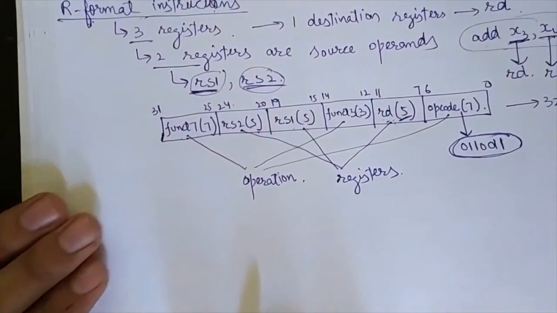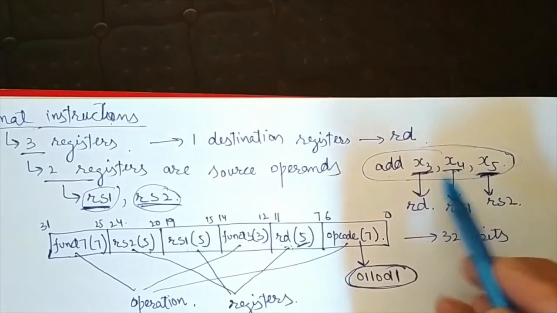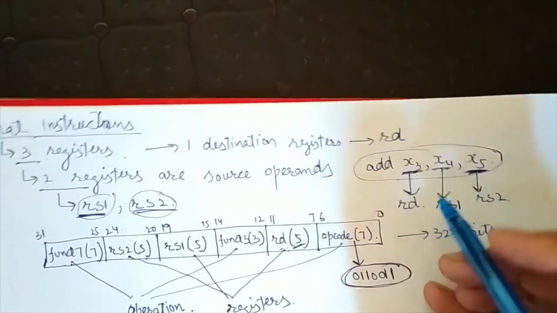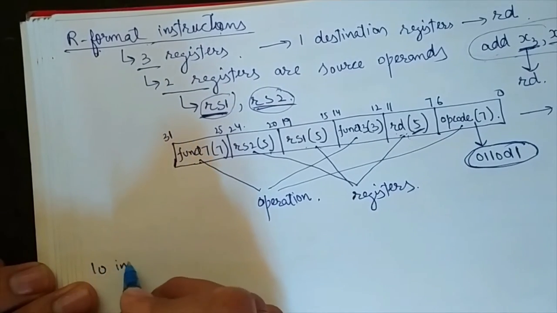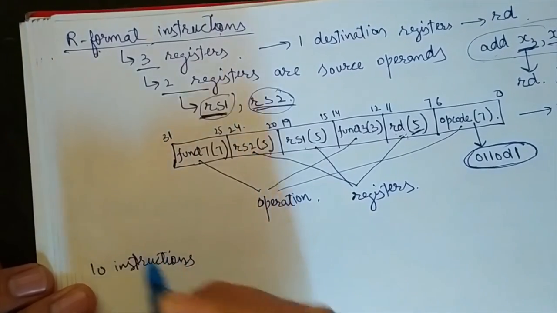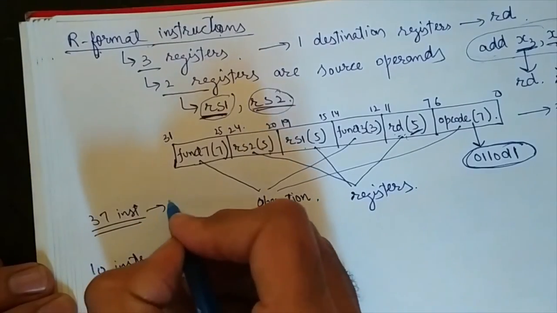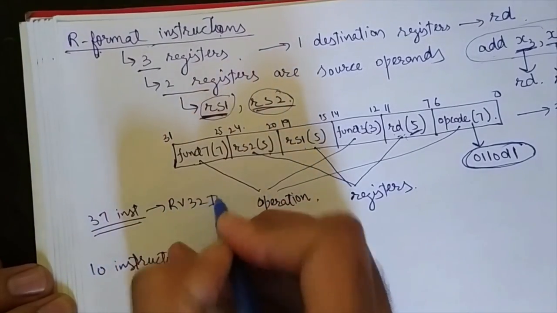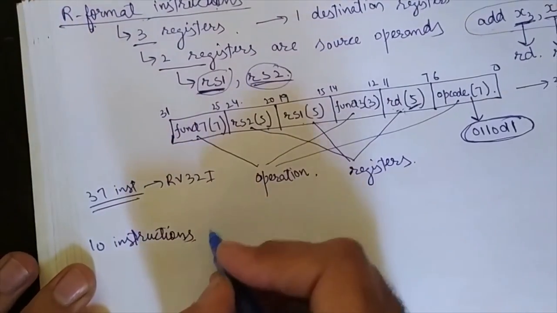And how many instructions are there? For example, here this is one instruction, and this belongs to R format. Likewise, we have a total of 10 instructions among 37 instructions of RV32I. 10 instructions belong to R format. And what are those 10 instructions?